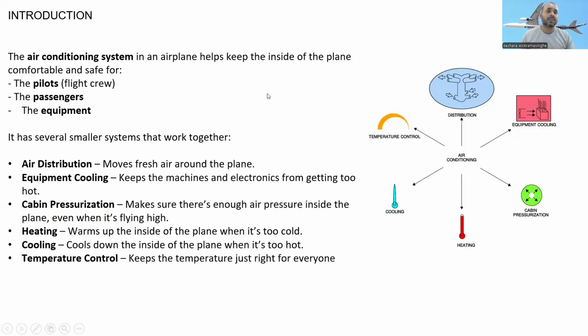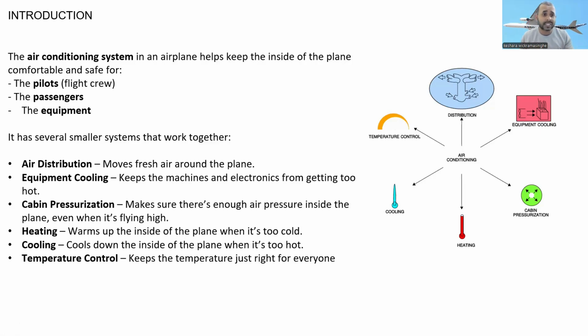So this is the introduction. The air conditioning system in an airplane helps to keep the inside of the plane comfortable and safe for the pilots, the passengers, and also the equipment. It has several smaller systems that work together. The air conditioning system is made with several systems.